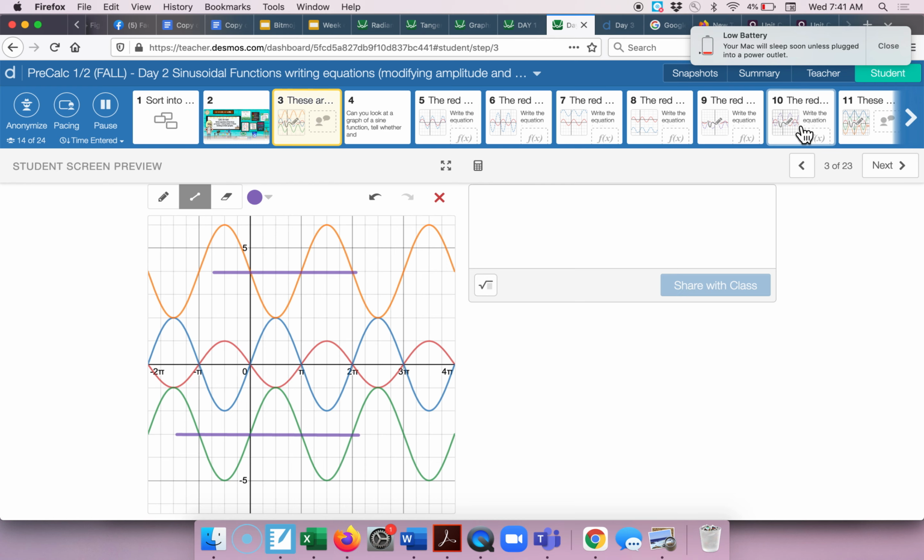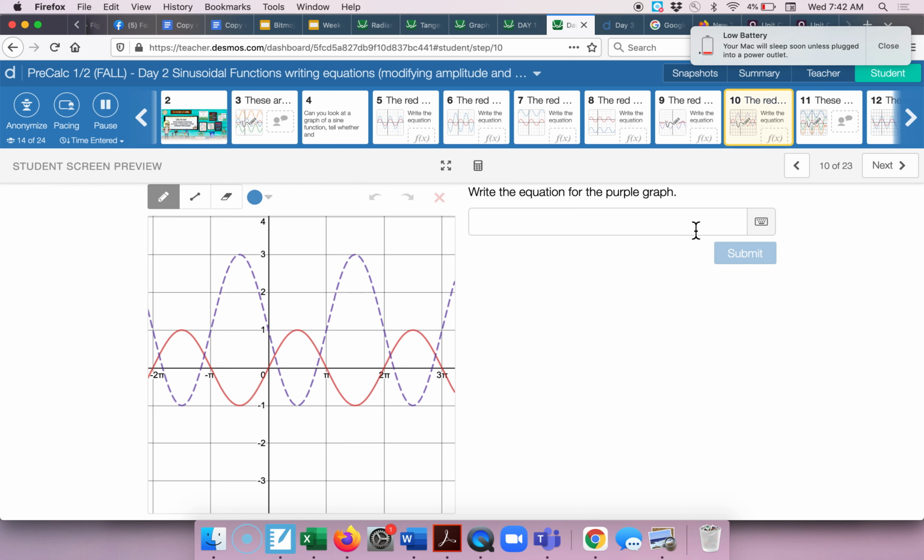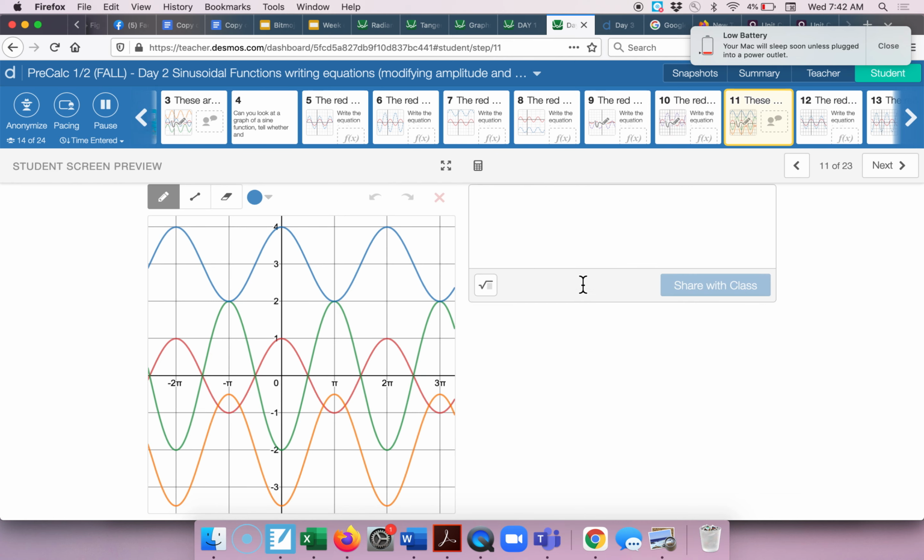Okay, so now let's look quickly at screen 11, sorry, not screen 10. All right, and these are all examples of cosine graphs. And we think they look like the sine graphs. What's the difference? Again, let's see where the y-intercept is in comparison to the midline.